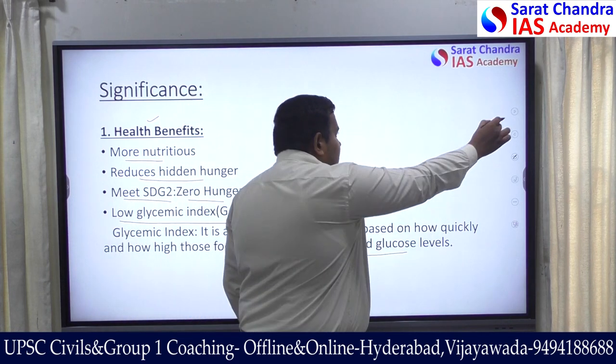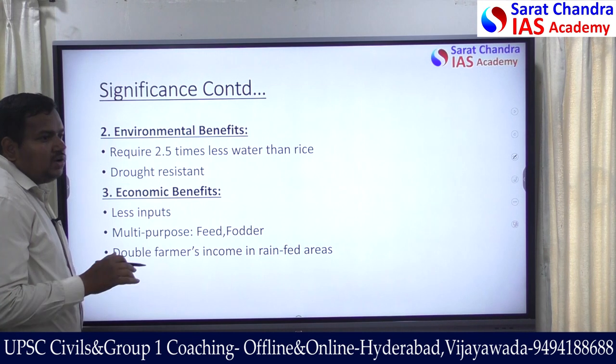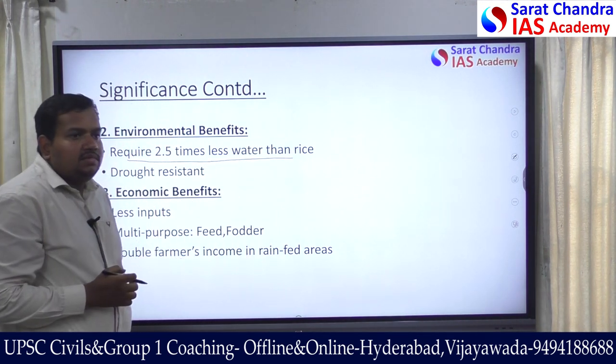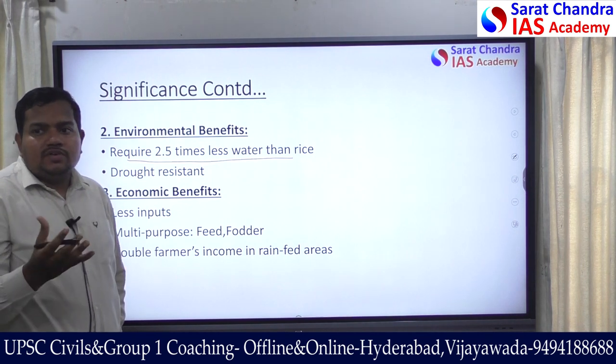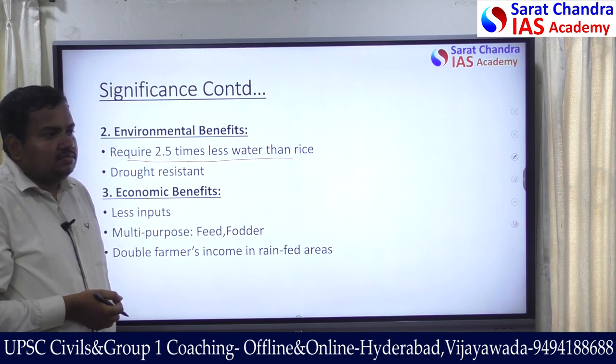Okay. So these are the health benefits. Several other benefits. Environmental benefits. What can be? They require 2.5 times less water than rice. So consumption of water resources will be very less. So it is like a sustainable practice.